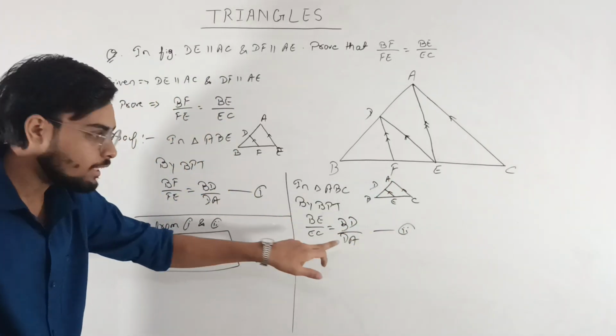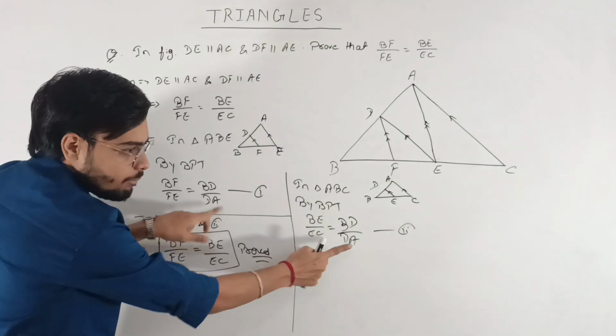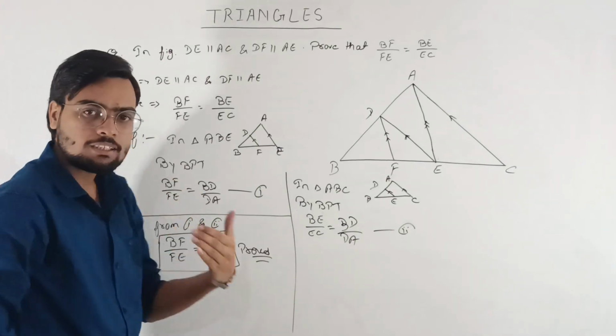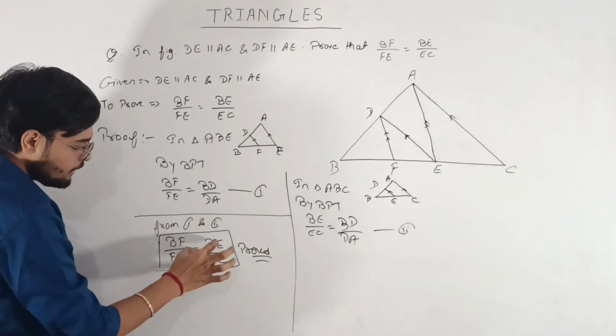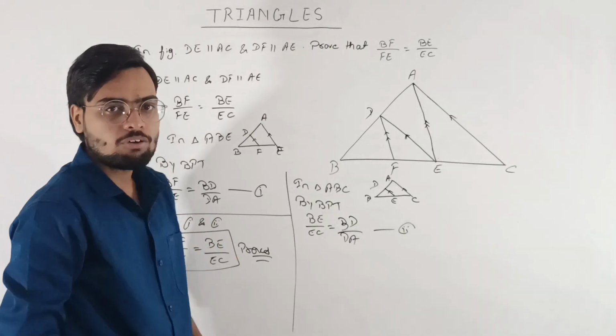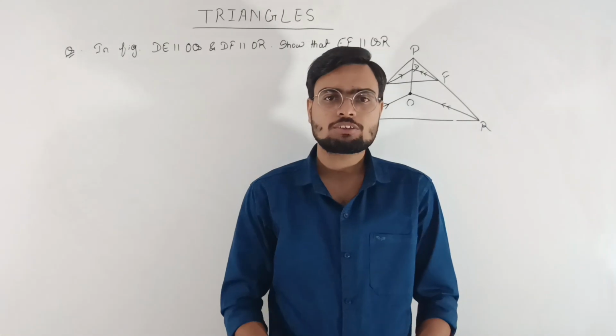Now look at equation first and second. The RHS of these two equations are the same, then the LHS is also the same. When RHS is the same, LHS is also the same. So from first and second, DF upon FE is equal to BE upon EC. Okay. Now let's move towards our next question.